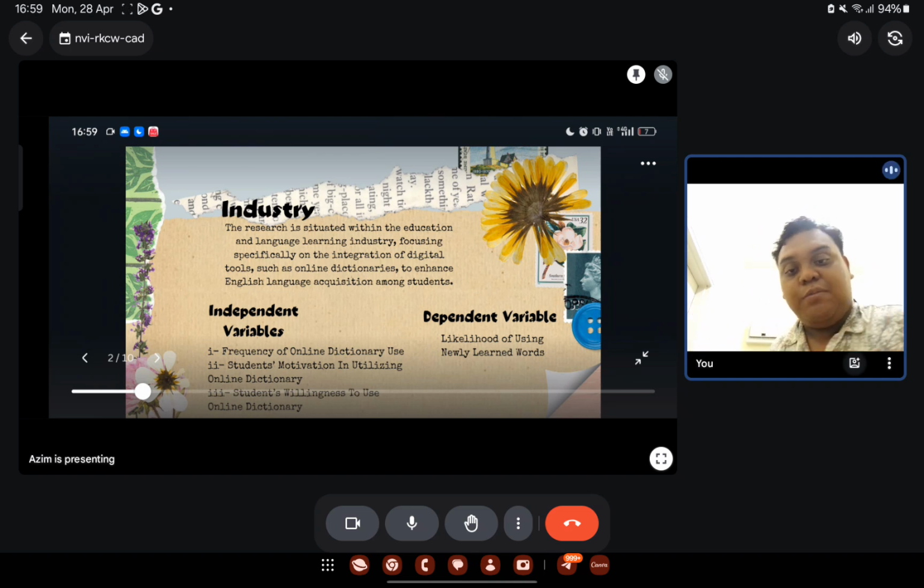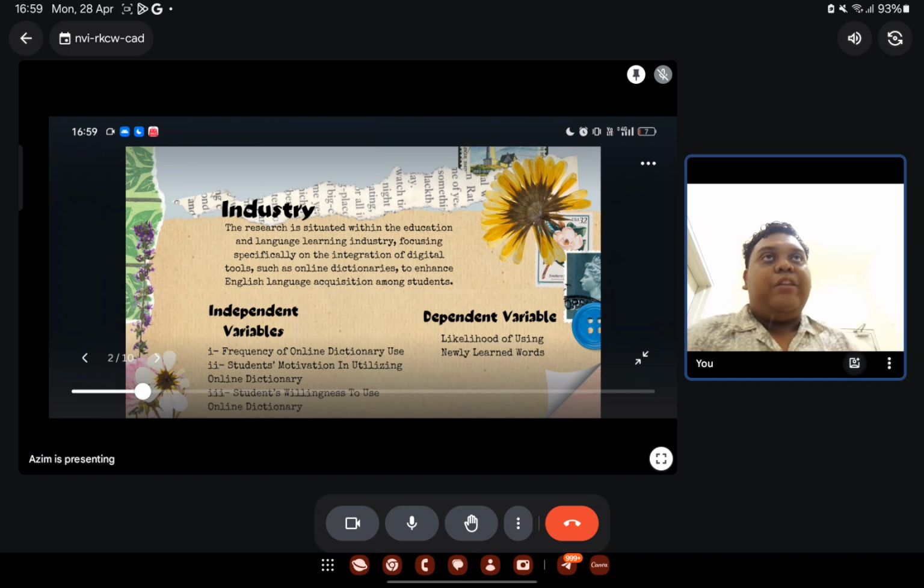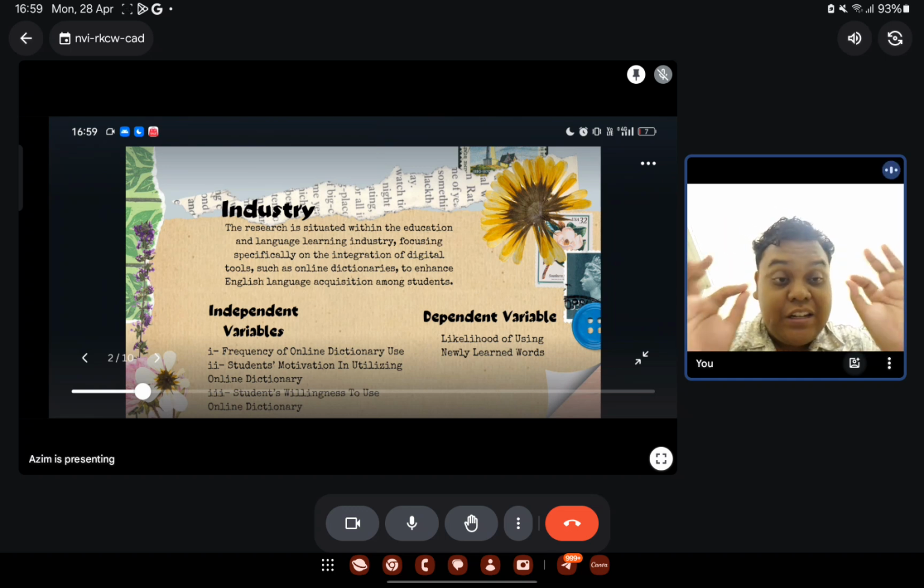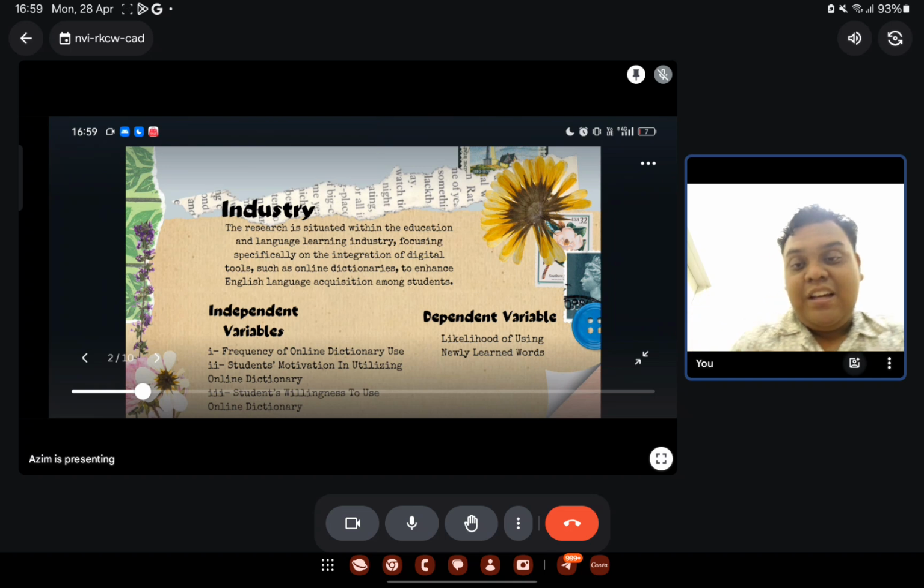Second, we have students' motivation in utilizing the dictionary. Motivation means they are willing to spend some time and some energy to look up the words, whether spontaneous or contemplative. So there you go. And third one is students' willingness to use it. So willingness and motivation are two different things.